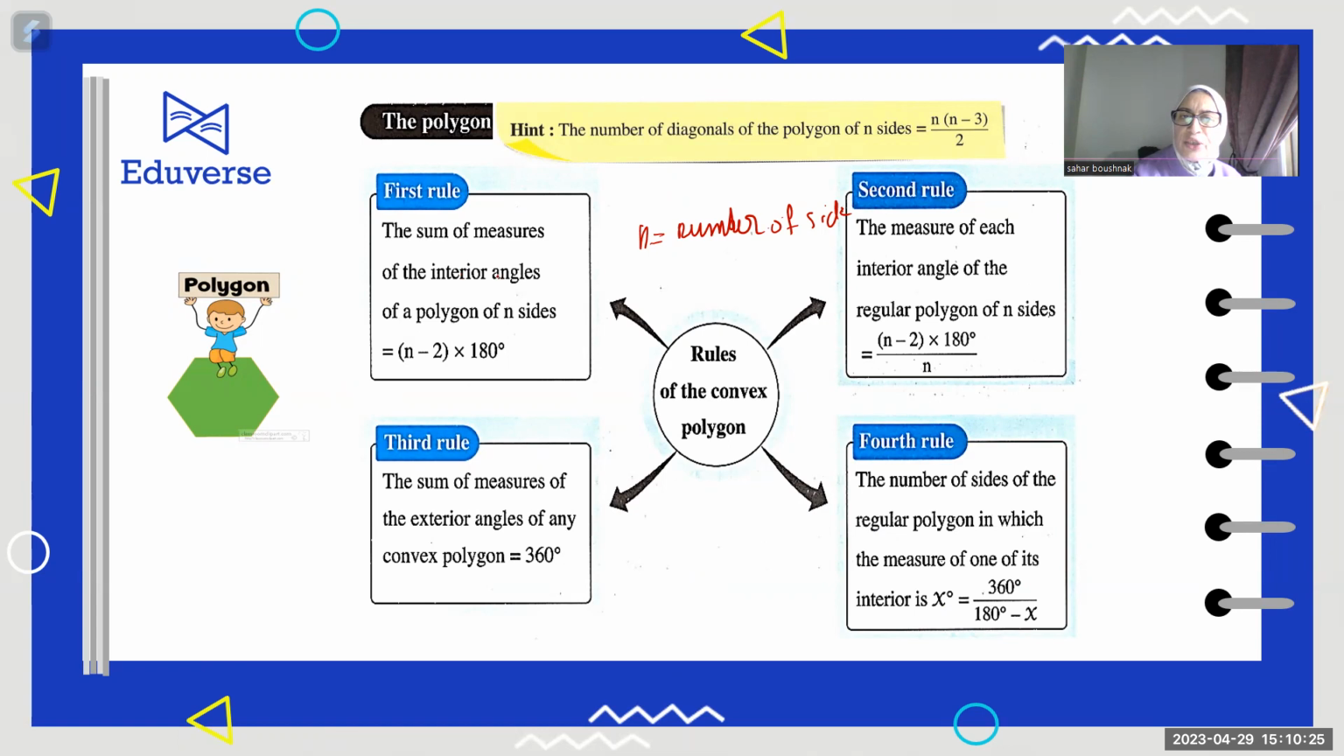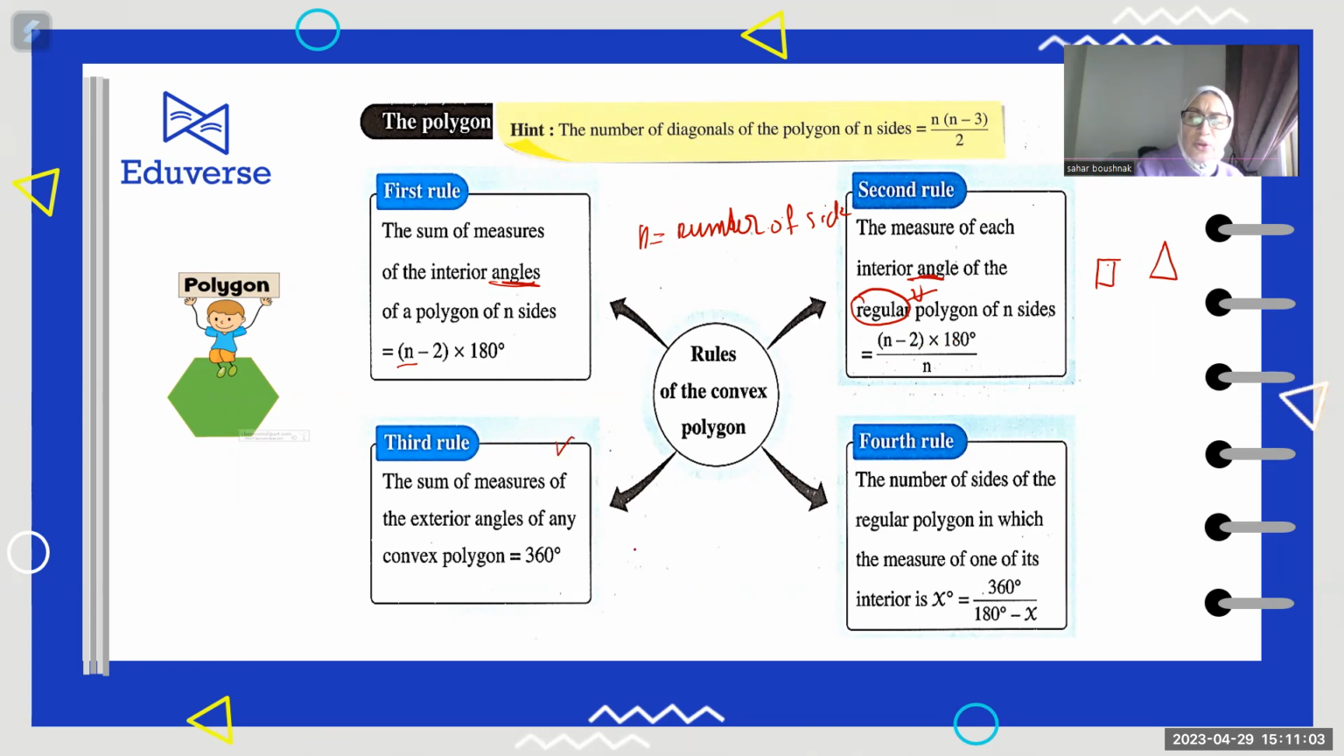The sum of the measures of the interior angles, all the angles inside any polygon, will be (n minus 2) multiplied by 180. If I want to find the measure of one angle, this has a rule. What is this rule? The polygon must be regular, like a square. This polygon is regular because all the sides are equal and all the angles are equal. Also, the equilateral triangle is regular, all sides equal, all angles equal. So I can use this rule to find the measure of one angle: (n minus 2) multiplied by 180, divided by n.